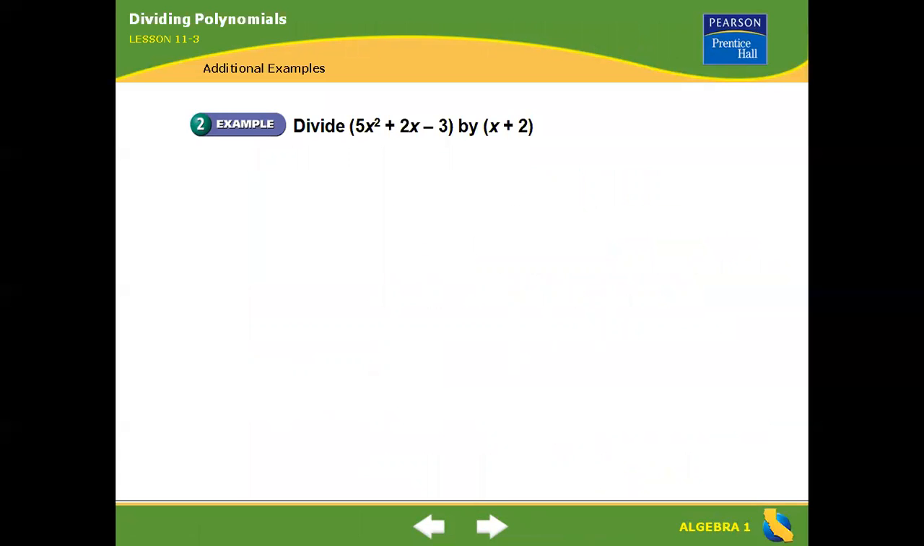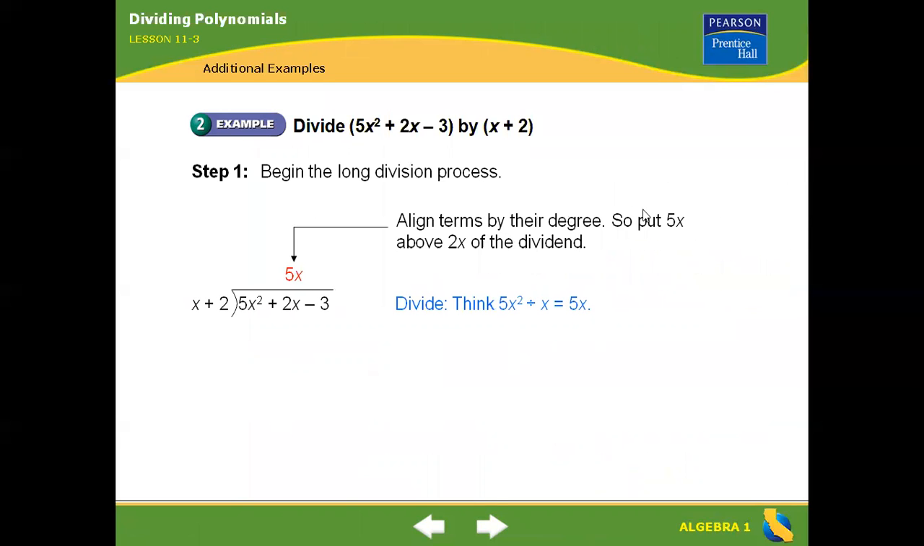What about the second example? Divide 5x squared plus 2x minus 3 by x plus 2. Okay, step number 1. We begin the long division process. So we need only to divide the first term of your dividend by the first term of your divisor. That could be 5x squared divided by x, that is equal to 5x. So align the terms by their degree. So put 5x above 2x.